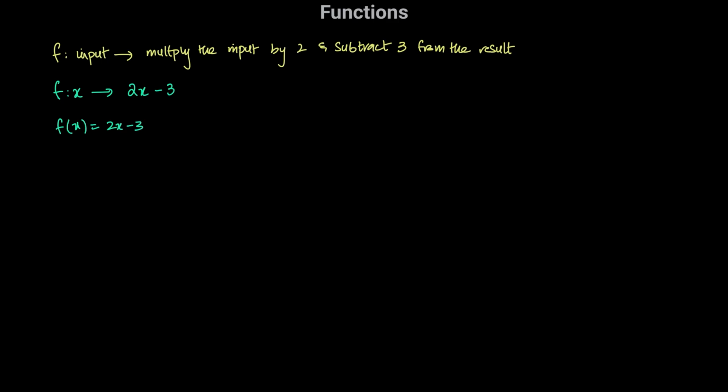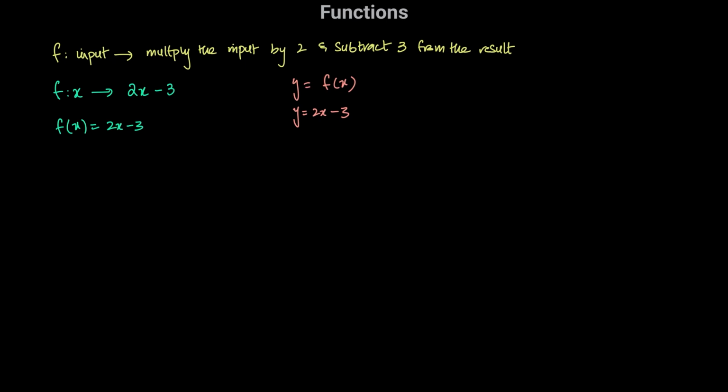And usually we use the letter y to represent the output. So over here, if x is the input, we multiply the input by 2 and subtract 3 to get the output, which is f of x. So we can say y is equal to f of x, or in terms of x, we can say y is equal to 2x minus 3.